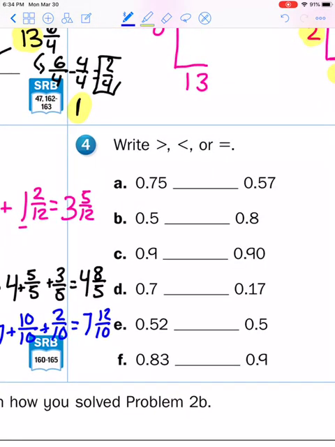All right, number 4, just like our math message, comparing decimals. 75 hundredths is greater than 57 hundredths. 5/10 is less than 8/10. 9/10 is equal to 90 hundredths. 7/10 is greater than 17 hundredths. 52 hundredths is greater than 5/10. And 83 hundredths is less than 9/10.